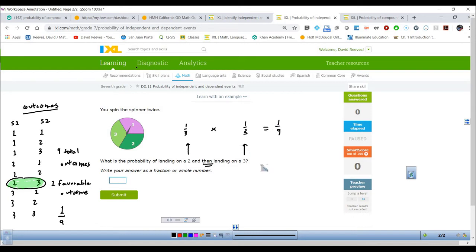So again, this is an important idea. Multiply the independent probability.